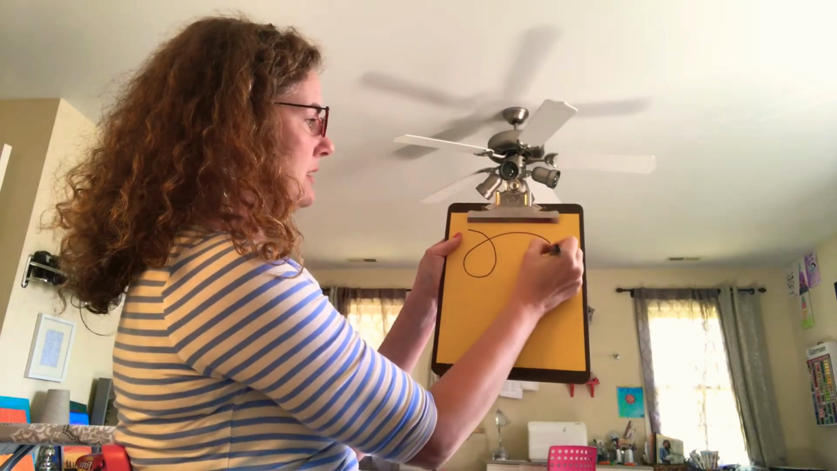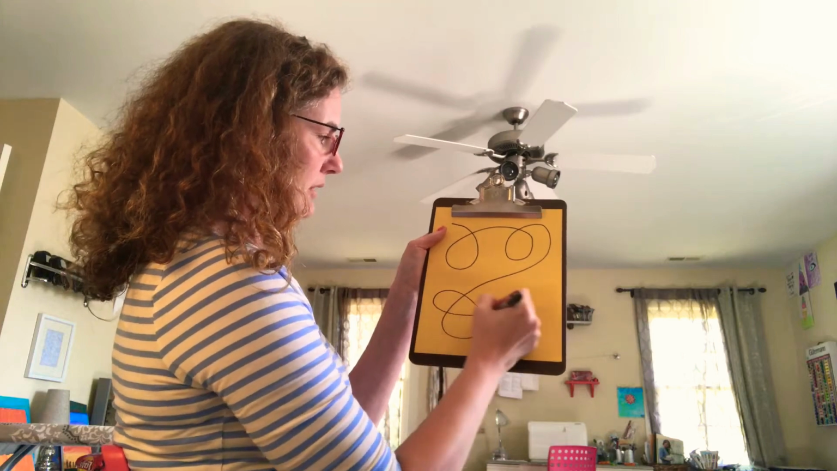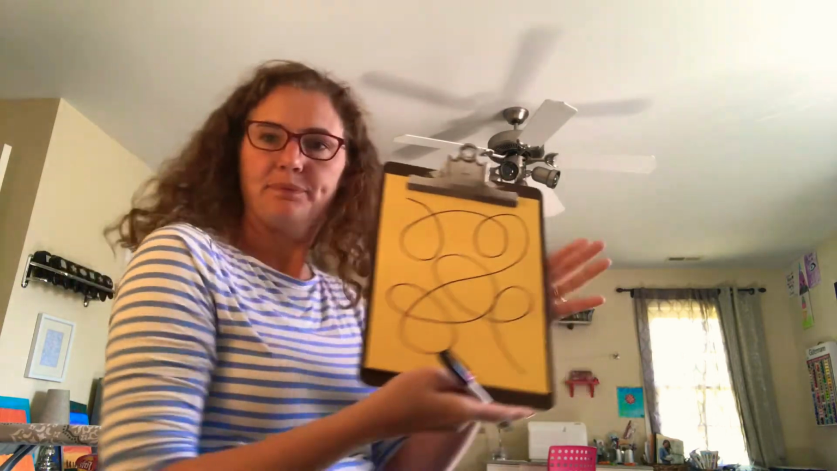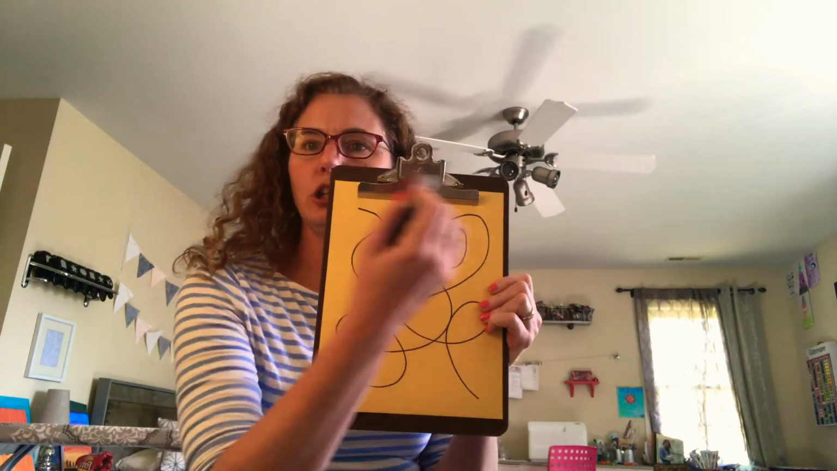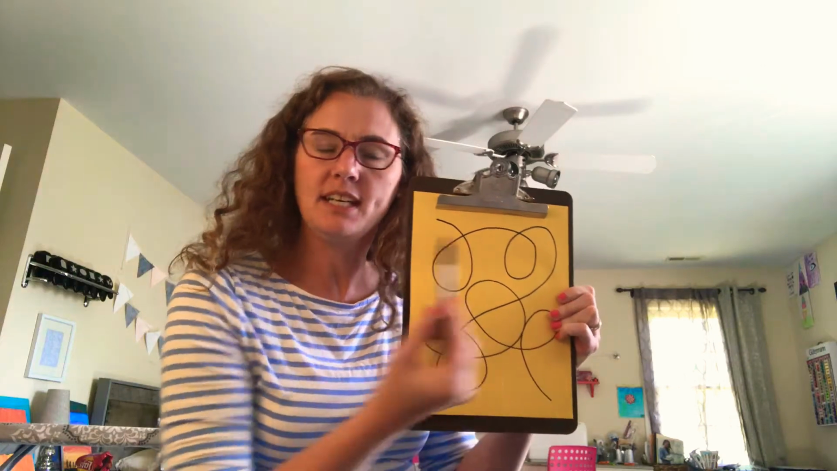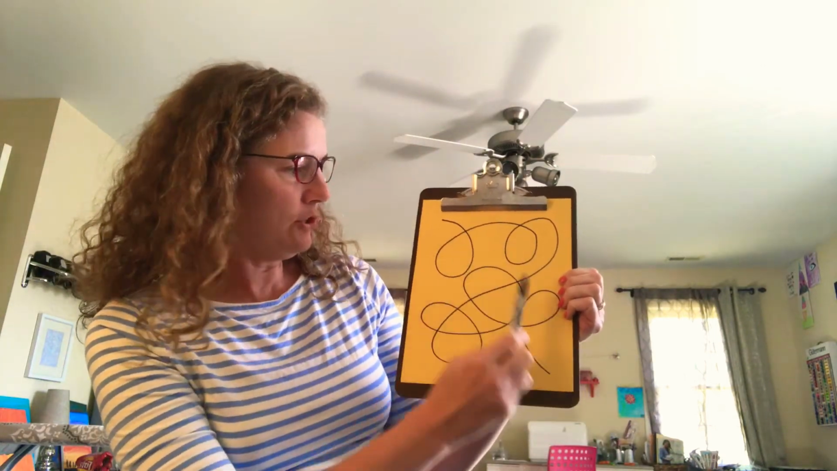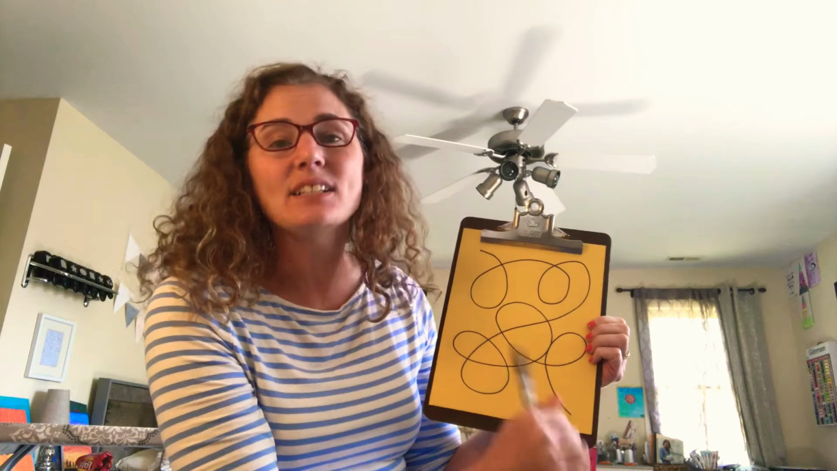Loop, loop, loop, loop, loop, loop. Okay? That's one continuous loopy line. Now, in these little spaces where they crossed, it made all of these different shapes. That is where I'm going to put patterns.